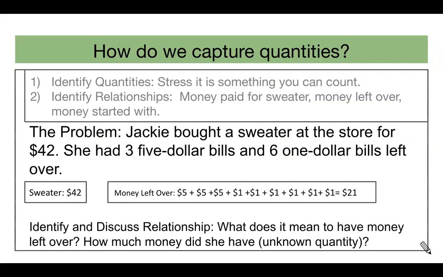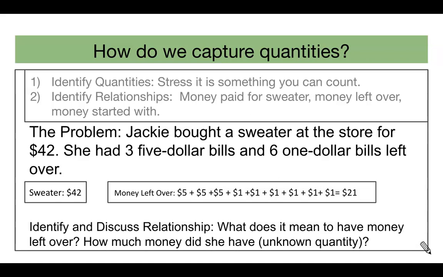So first, when we're capturing the quantities, we want to stress to our students, it is something you can count. Another quantity we could include would be measurement, but right now we're working on money, so I would stress it's something you can count, although typically it is something you can count or measure. So it might be dollar bills that we're counting out or coins that we're counting out, but it's something where we can come up with a number.